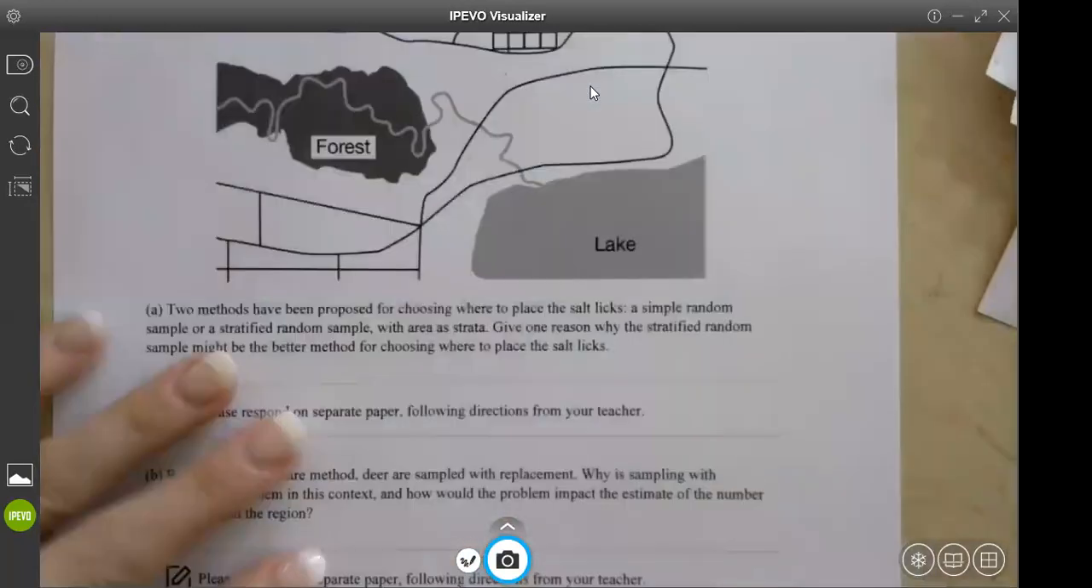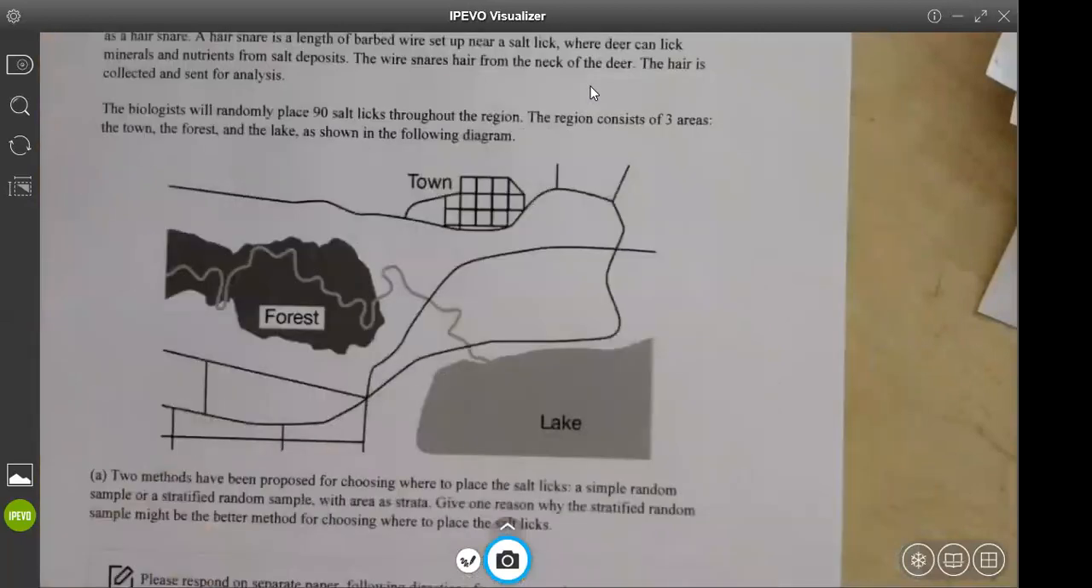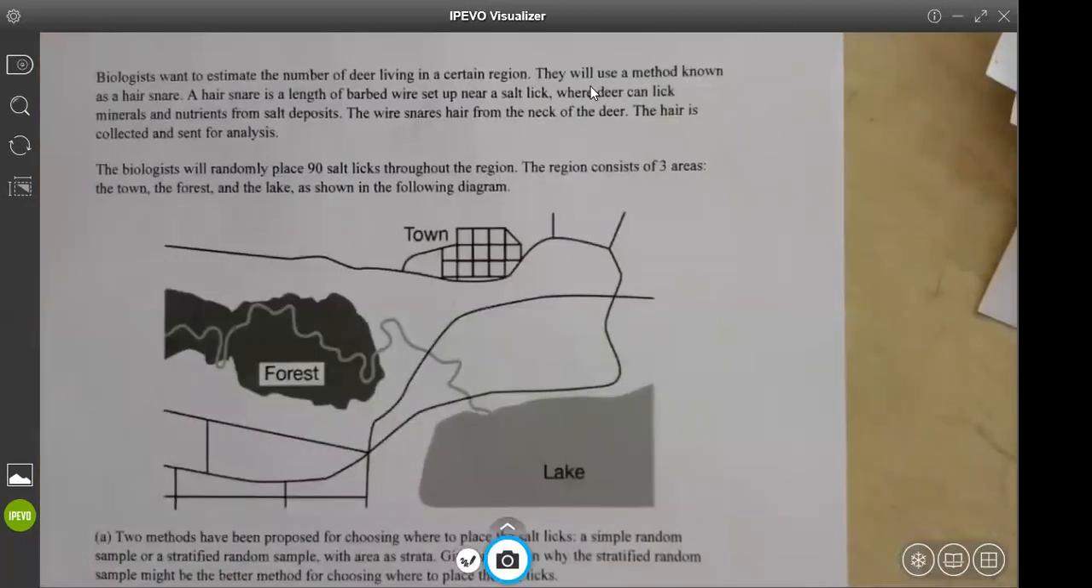All right, let's go ahead and finish this one, and then y'all don't have to listen to me anymore for a couple days. Biologists want to estimate the number of deer living in a certain region. They will use a method known as a hair snare. Y'all know what that is? It literally snags hair off their body, so it's like a tuft of hair.